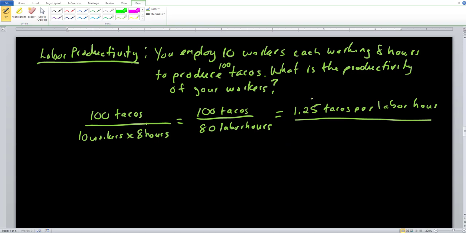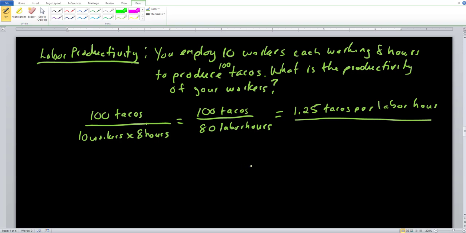This is the number that we want to get as high as possible, and we can also use this to compare to, say, your competitor or to another country. Suppose that your competitor has a labor productivity of 3 tacos per labor hour. Who is more productive? Who is more efficient? Is it your competitor or is it you? Well, because 3 is bigger than 1.25, your competitor is much more effective, much more productive than you are. So what we want to hone in on is this labor productivity measure. We want to get it as high as possible.